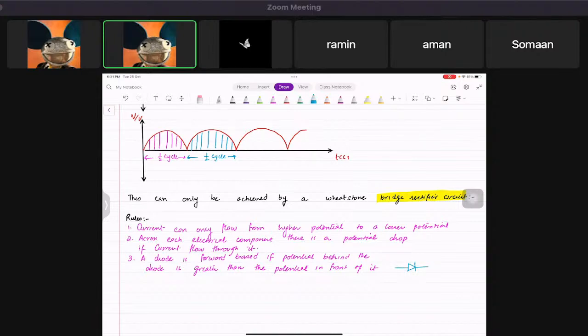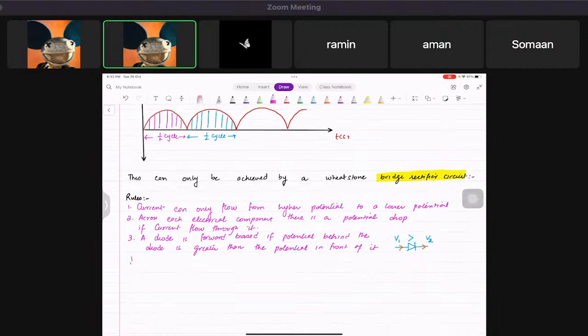here you have potential V1 and here you have potential V2, okay, and if V1 is greater than V2, then of course the current is going to go like this. Okay, so it will let it flow.